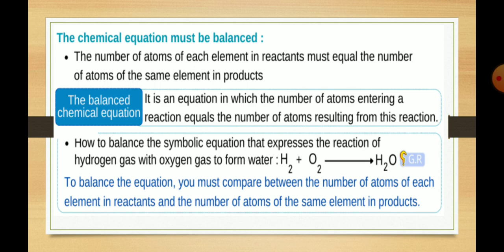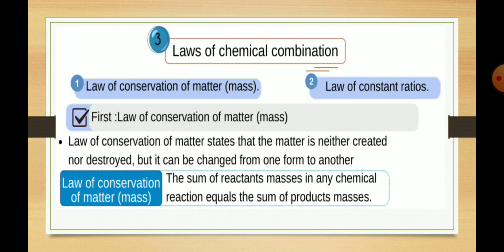So we have here a question: how to balance the symbolic equation that expresses the reaction of hydrogen gas with oxygen gas to form water, H2 plus O2, it gives us H2O. To balance the equation, you must compare the number of atoms of each element in reactants and the number of atoms of the same element in products.